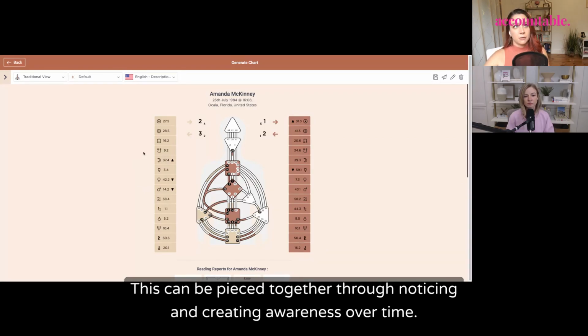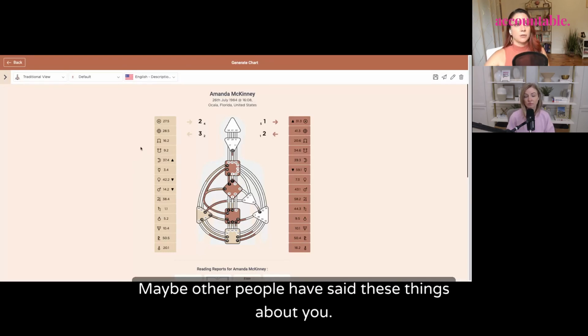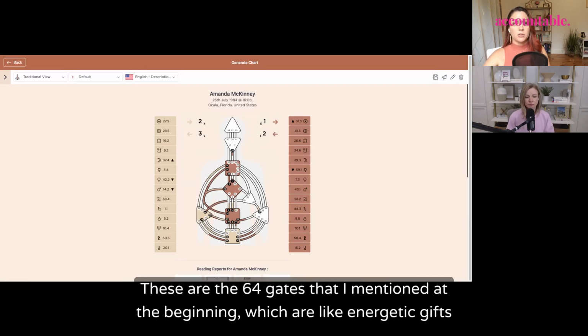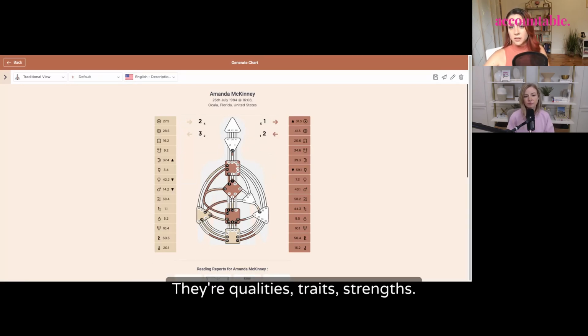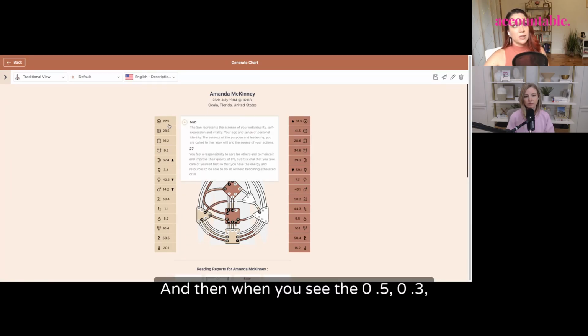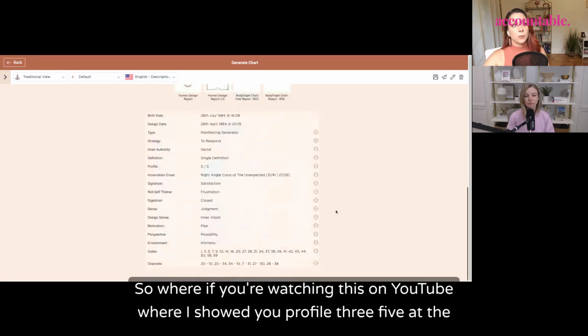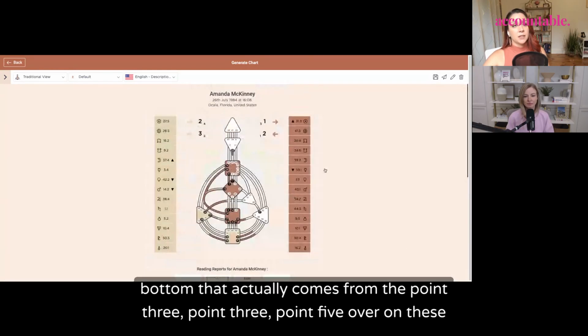This can be pieced together through noticing and creating awareness over time. Maybe other people have said these things about you. But every number that you see correlates to a gate. These are the 64 gates that I mentioned at the beginning, which are like energetic gifts of yours. They're qualities, traits, strengths. And then when you see the point 5, point 3, these are actually your profile lines. So if you're watching this on YouTube, where I showed you profile 3, 5 at the bottom, that actually comes from the point 3, point 5 over on these sides.